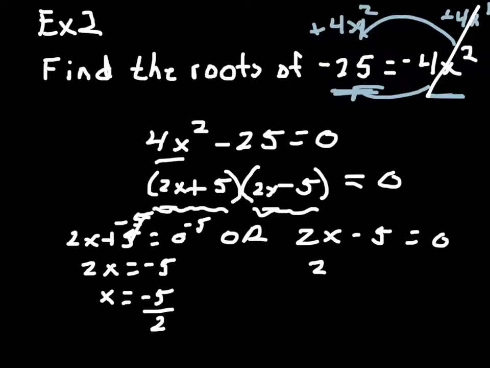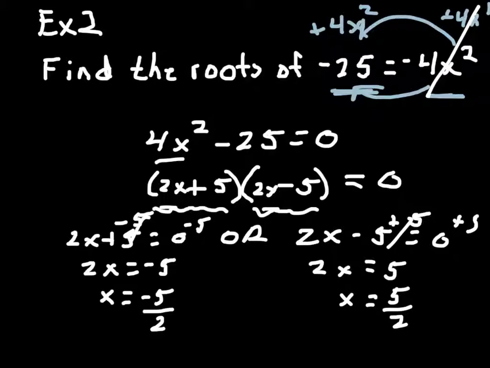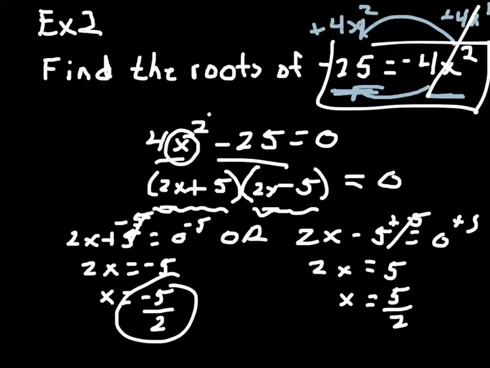Over on the right side, I'm going to add 5, because they're subtracting 5. So 2x is equal to 5, and then divide by 2, and in this situation I get a positive 5 halves. Alright? Now if I check this, and again this will check, if I put, for example, this value in for x right here, squared it, took it times 4, and subtracted 25, I'll get 0. Or if I put one of those values in here, it would check out.